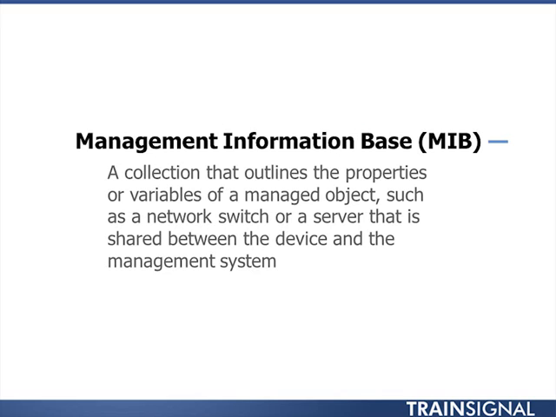And then we have Management Information Base, which is a collection that outlines the properties or variables of a managed object, such as a network switch or a server, that's shared between the device and the management system. Basically, the MIB, as it's often called, is a database that resides generally on the device requesting pieces of information. And this is how the device knows what's available on that particular device. So it knows that a Cisco router has different SNMP capabilities than, for example, a Linksys home switch.